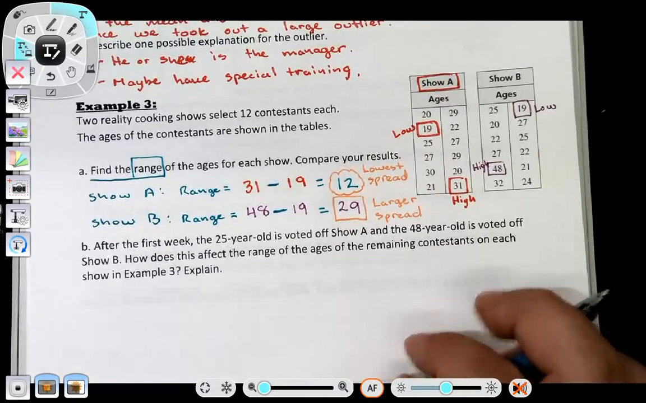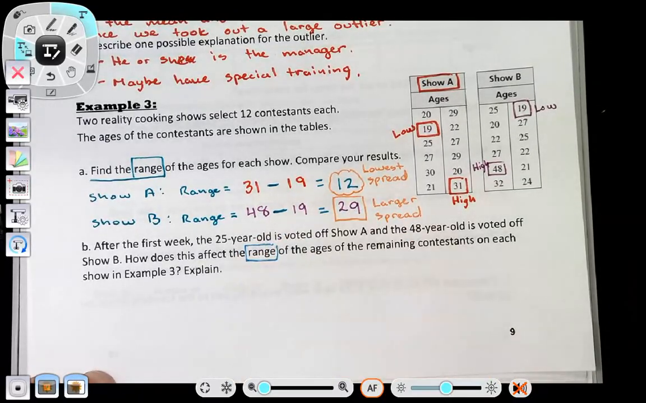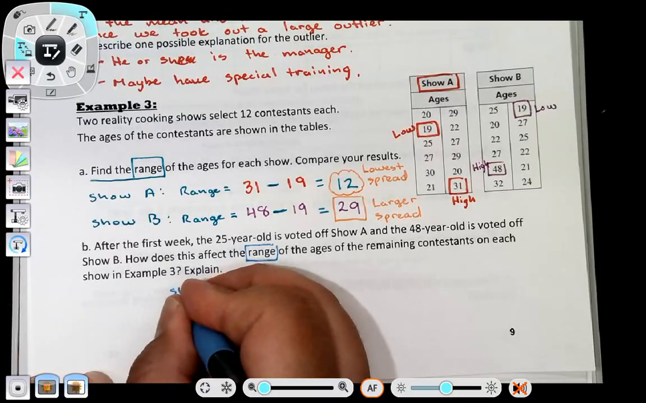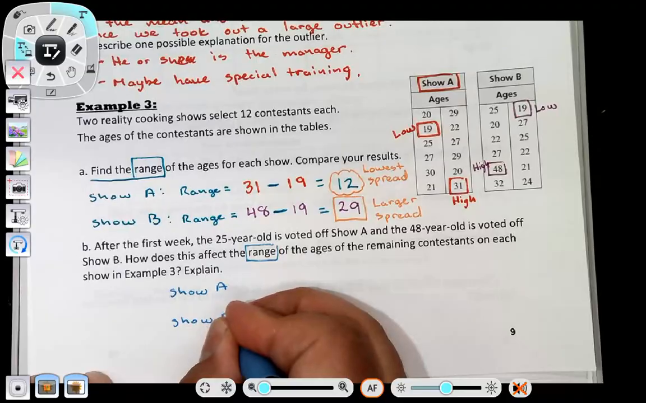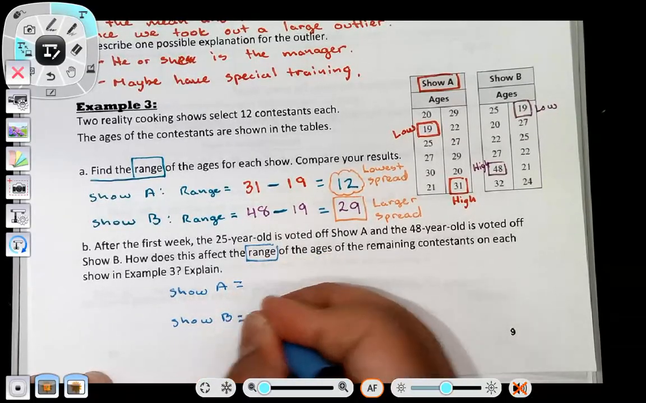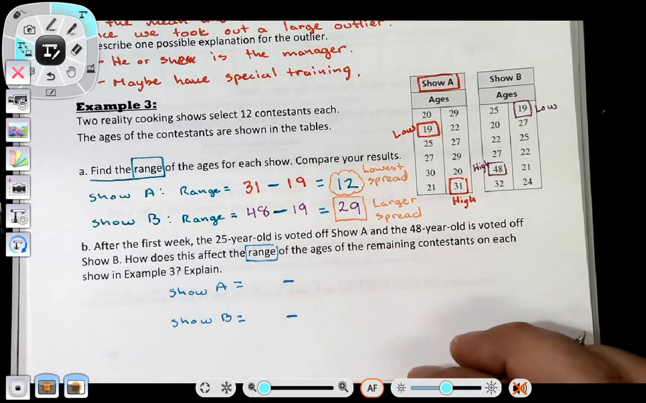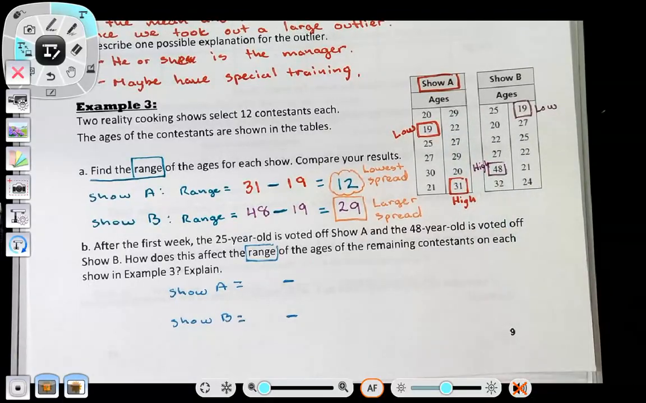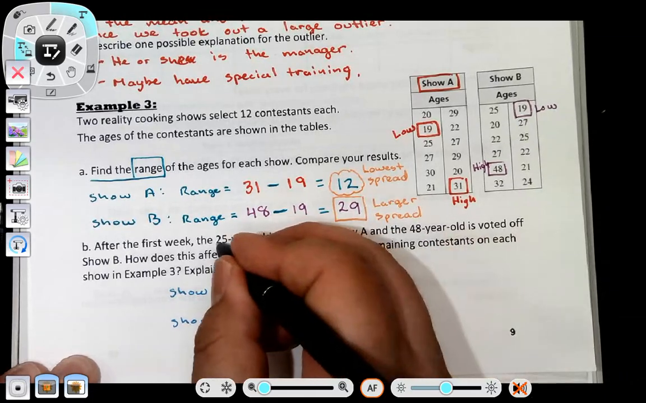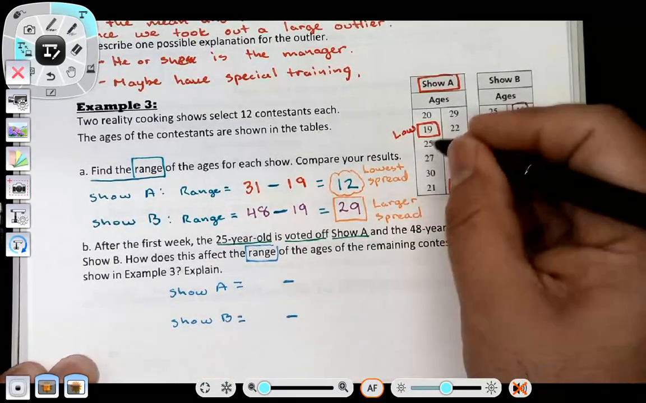Now, for this last question, they still just said the key word was, hey, we just want range. That's it. So here we go again. Show A, show B. We know we're subtracting for range. All right, but keep in mind, you got to look at your list of numbers for show A. For show A, the 25-year-old got voted off, so that means the 25-year-old is out.